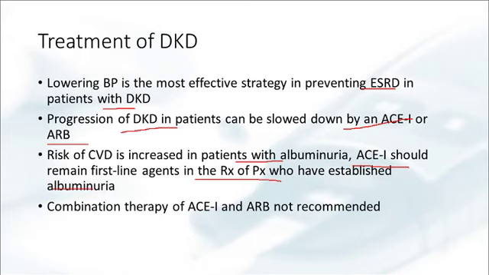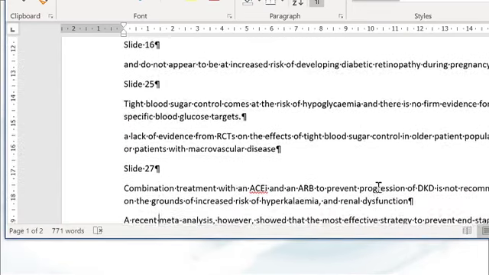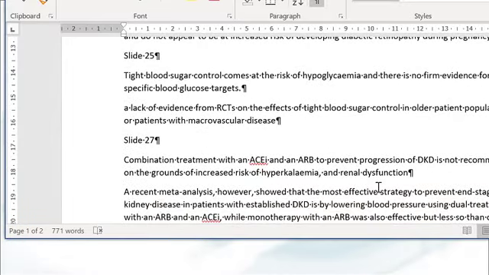The combination of ACE inhibitors and ARBs is not recommended, and the reason for that is that using the combination to prevent the progression of DKD is not something you should be doing, because there is an increased risk of hyperkalemia, and of course renal dysfunction.